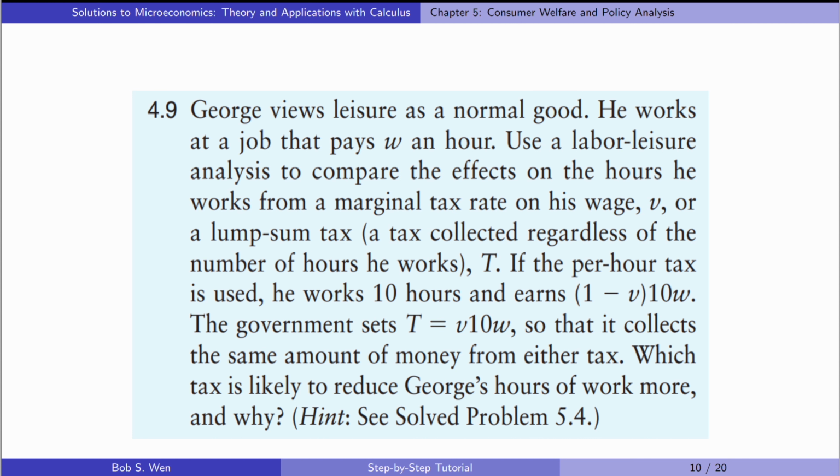If the per hour tax is used, he works 10 hours and earns 1 minus V times 10 times W. The government sets T equals V times 10 times W so that it collects the same amount of money from either tax. Which tax is likely to reduce George's hours of work more and why?